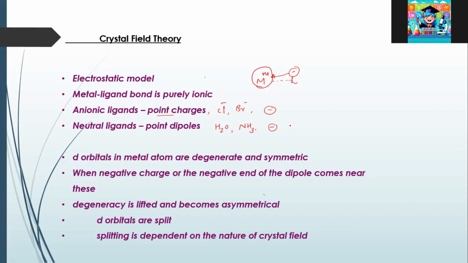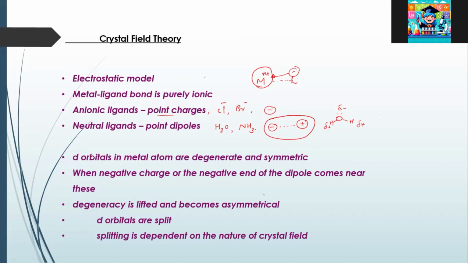A molecule having two polarities or two charges, like there is charge separation, is known as a dipole. For example, water has two lone pairs of electrons, and because of the electronegativity difference between hydrogen and oxygen, oxygen has a slight negative charge and hydrogen has a slight positive charge. Such a molecule is known as a polar molecule. So neutral ligands are dipoles, and they are considered as point dipoles.